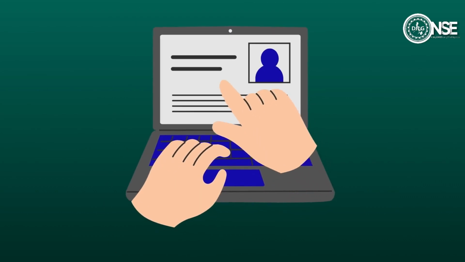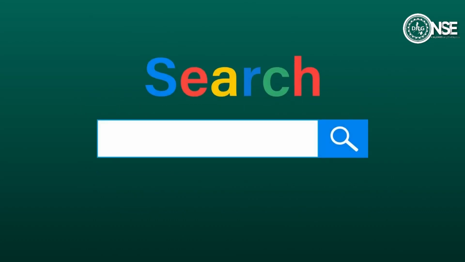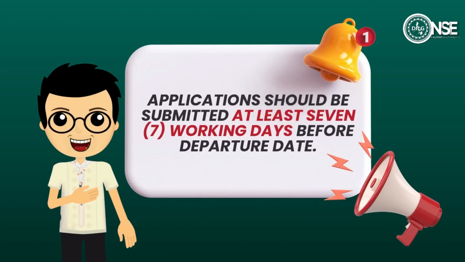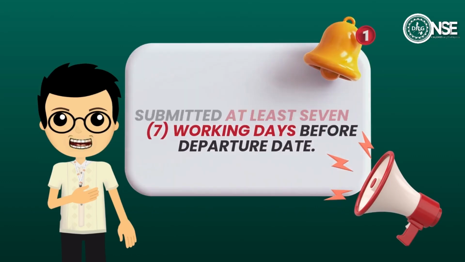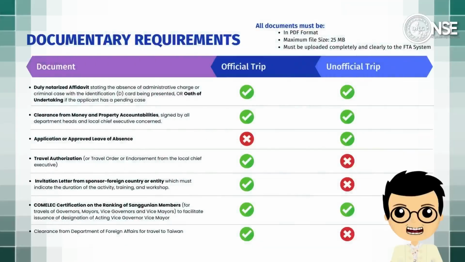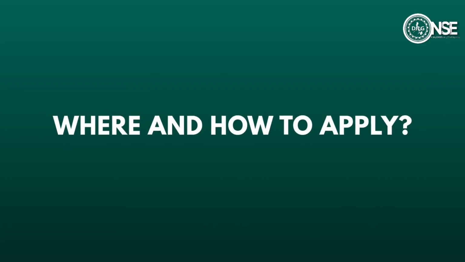Applications are submitted online through the FTA Online System version 3.0, accessible at fta.dilg.gov.ph. Applications should be submitted at least 7 working days before departure date. Applicants must prepare the required documentary requirements, depending on whether the travel is official or unofficial. All documents must be in PDF format, with a maximum file size of 25 megabytes and uploaded completely and clearly to the system. Where and how to apply?